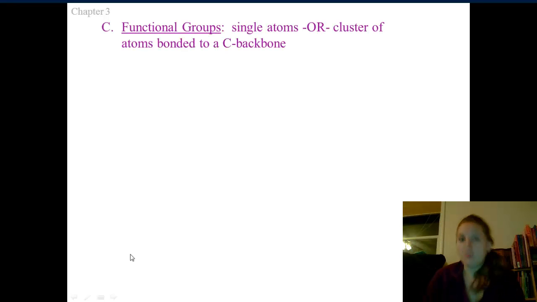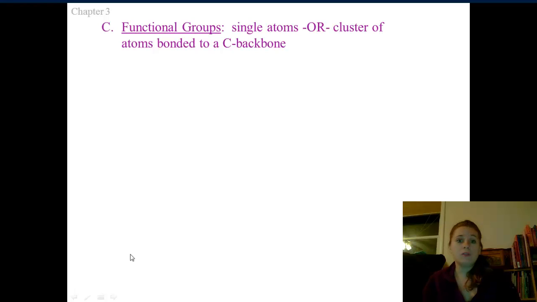Functional groups. You came across these in the molecular model lab, and functional groups are really important because they provide very specific properties to molecules. They're basically either single atoms or a cluster of atoms, like a small sidekick molecule that's attached onto a carbon backbone. And this allows a molecule to have very particular properties associated with it.